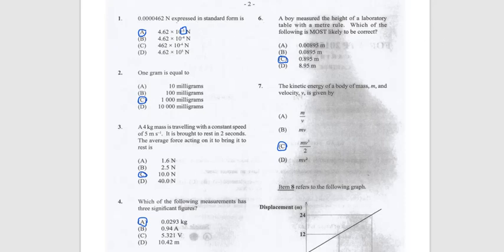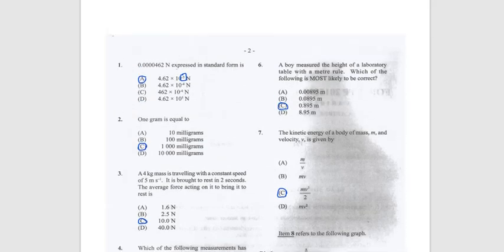Number 4, which of the following measurements has 3 significant figures? A. So we know trailing zeros after the decimal point are significant. However, zeros that are in between the decimal point and before a non-zero digit are actually insignificant. So the answer is A. Number 5, which of the following quantities remain unchanged with an increase in temperature? That would be mass.